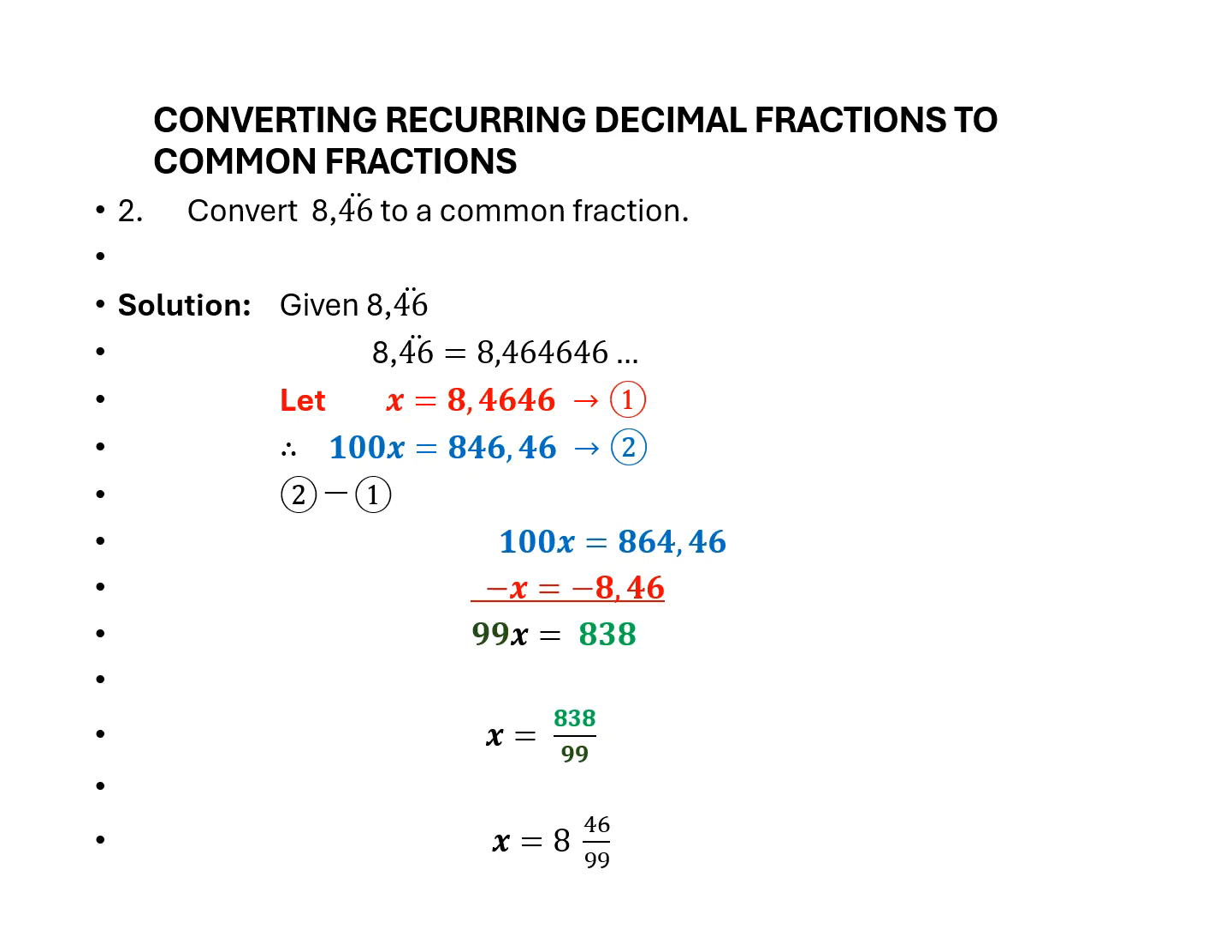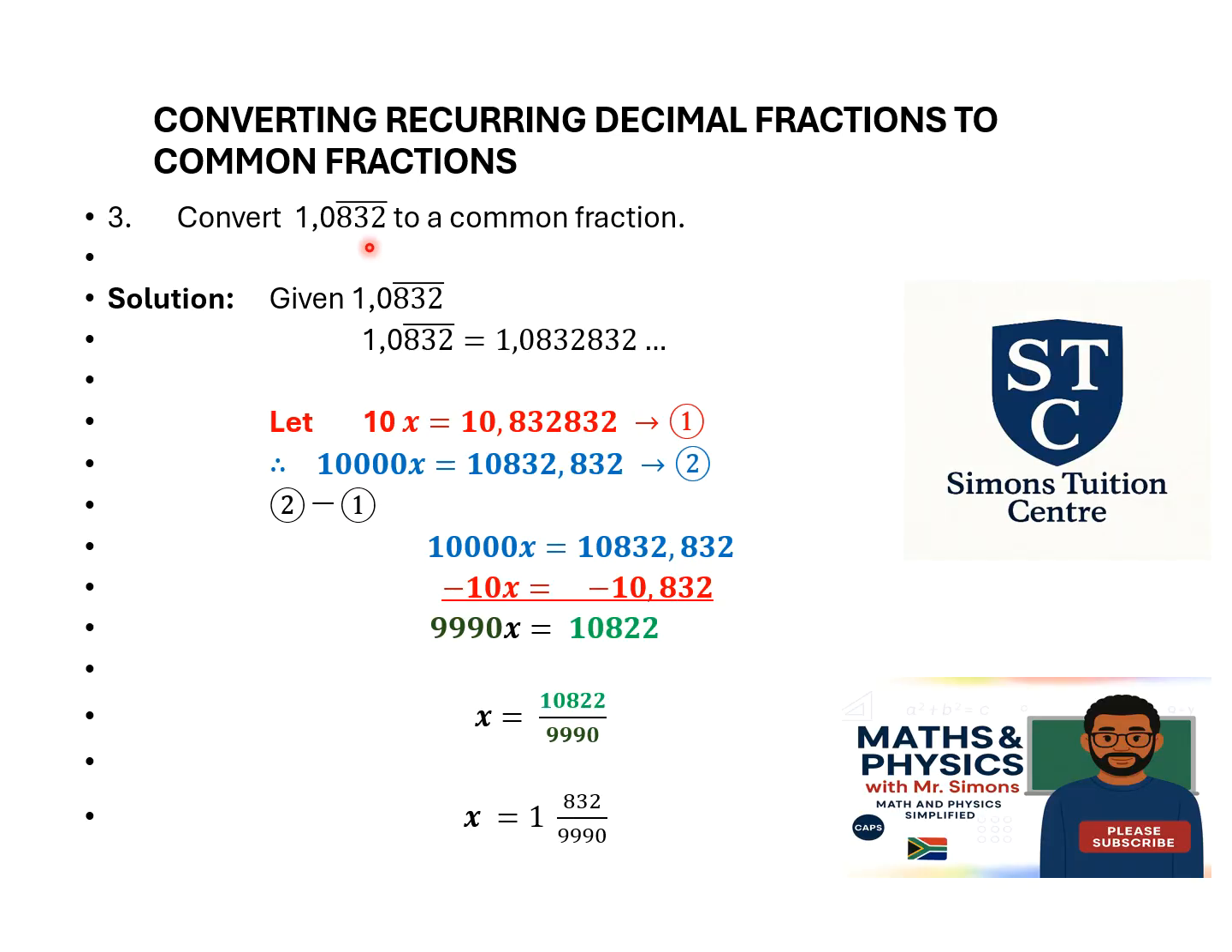Let's look at the third example. But as I said, we're going to do a lot more examples in the form of exercises. Alright, so number 3: convert 1,0 and only 832 recurring to a common fraction. So 1,0832 recurring is the same as 1,0832832 going on. First I only want the recurring part at the end. The 0 there is not recurring, so I need to move this comma 1 space. To move the comma 1 space, I multiply by 10. So 10x would give me 10,832832, etc.